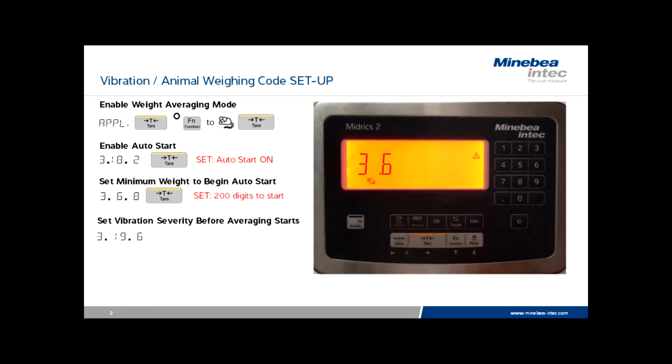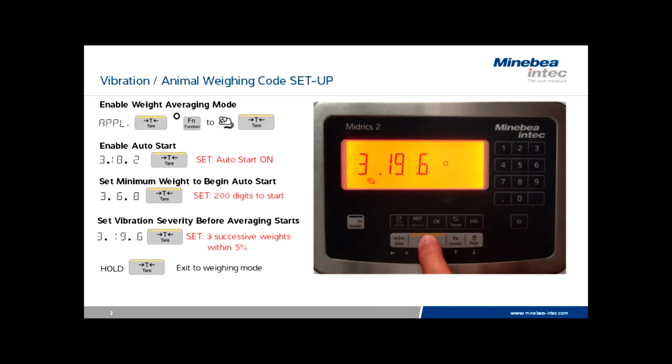Finally, we'll set the vibration severity before averaging can start. In this case, we will use option 3.19.6, meaning that all weights must be within 5% of one another, otherwise they will not be averaged in the final result. Hold the tare to exit to the weighing mode, and once stable, press the 0.